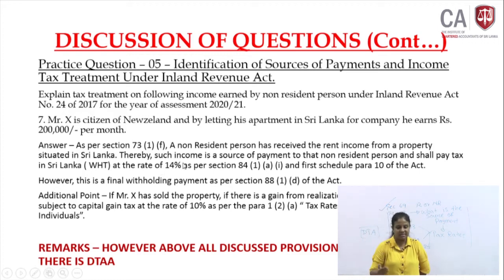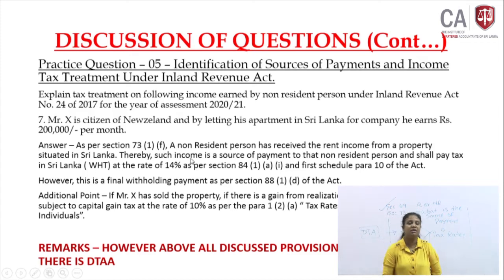He is a citizen of New Zealand, and he has the apartment in Sri Lanka, so he is a non-resident person. The information is not given on whether he has come or stayed here, so we will assume that he is in his own country and he has rented out his property for business purposes. Then what is the source of payment? It is rent income to a non-resident person. Is it in section 73? Yes, it's in section 73.